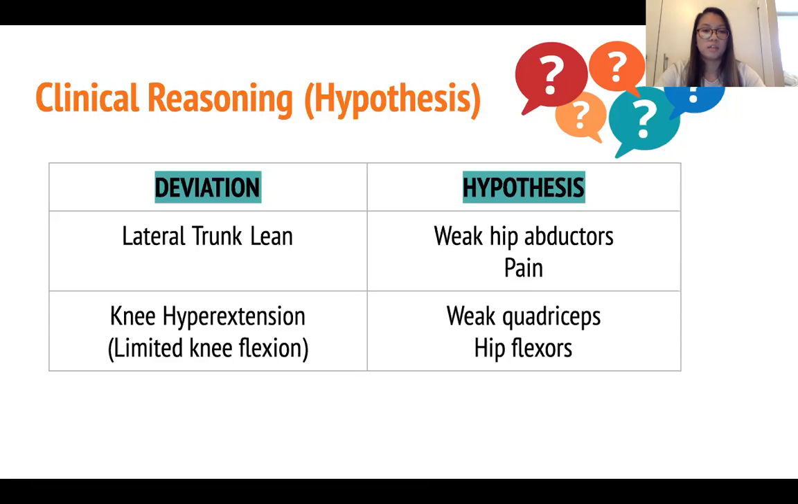And for limited knee flexion during swing phase, this could be due to weak hip flexors because the knee flexion that we usually see during this phase is usually due to the hip flexing.